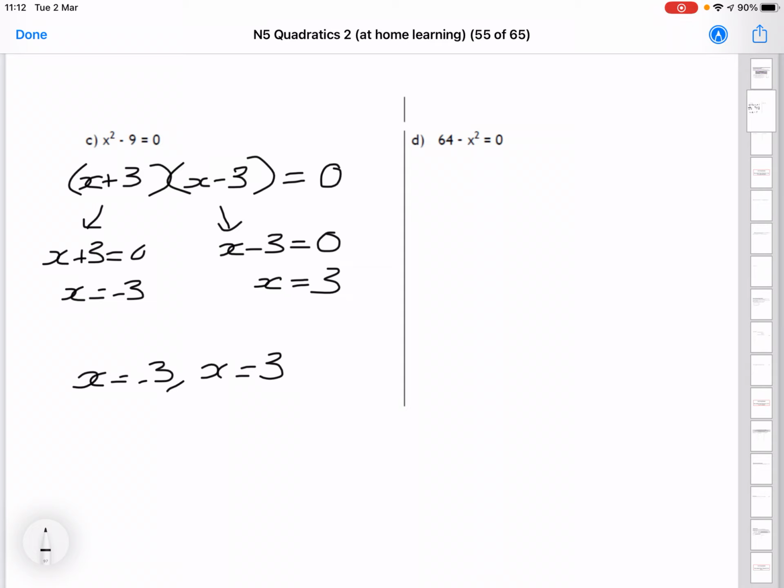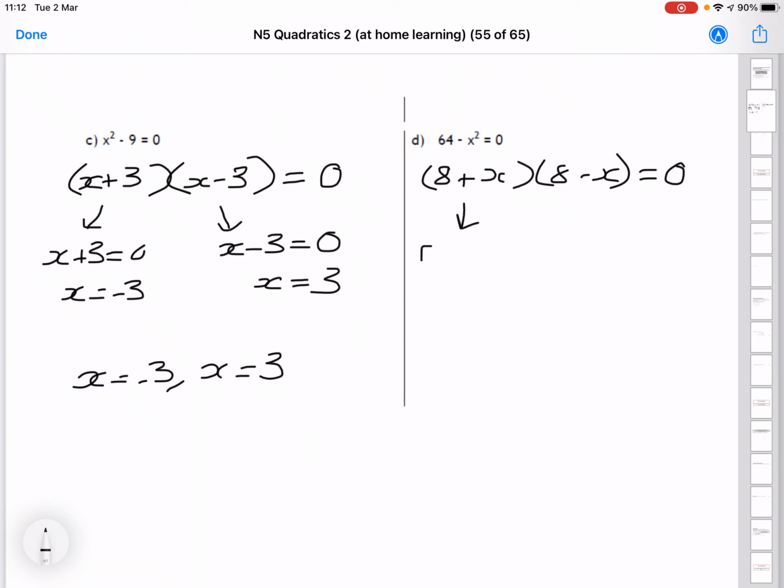D, we have 64 minus x squared equals 0. So there's no common factor here, but we do have two square terms with a minus in between. So it's another difference of two squares. So for 64, we would do 8 squared. So it's 8 and 8 in each bracket. We do 1 plus and 1 minus. And then for x squared, it's x and x.